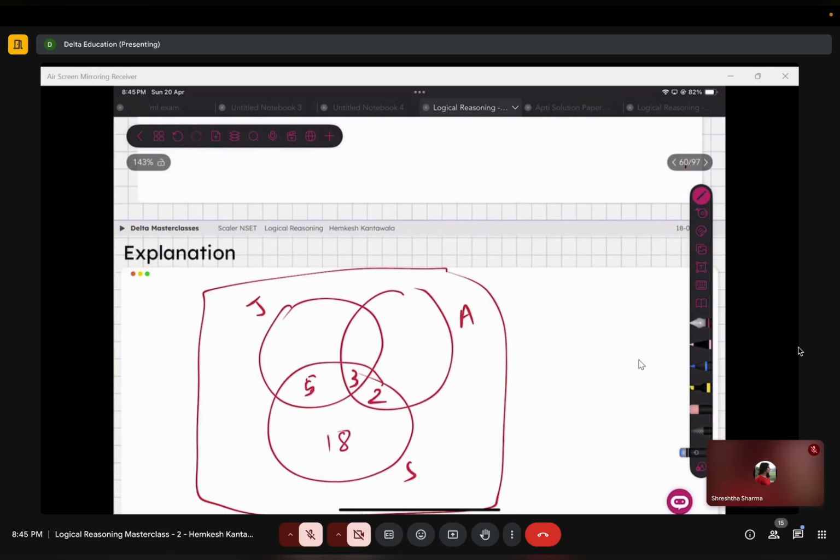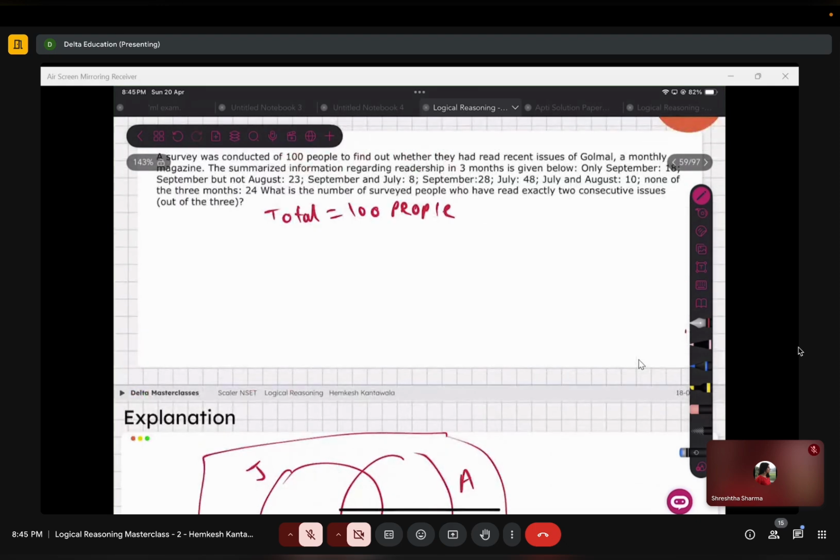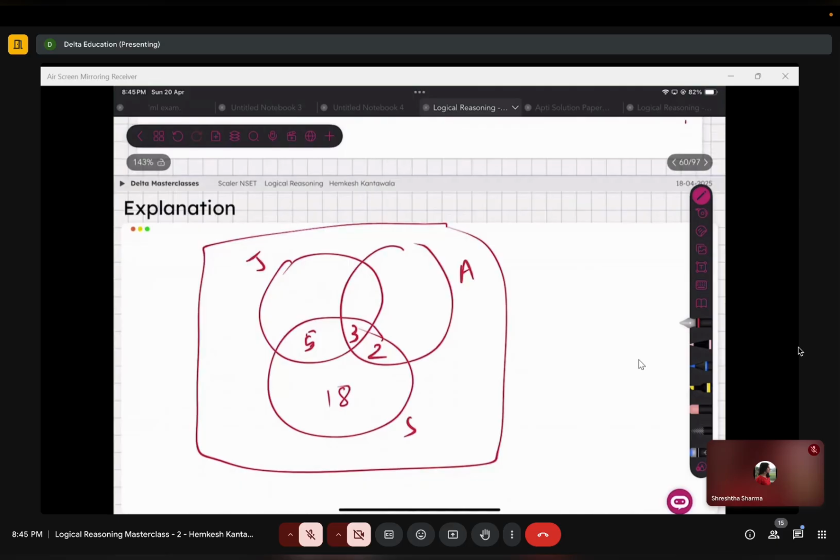Now next, July is 48. It is known that whole July is 48, so we could find this part, but still we are not able to do it. So let's wait. We would keep this in our given portion that July is equal to 48. It is said that July and August is 10. This whole is 10, this is 3, so this would be 10 minus 3, which is 7.